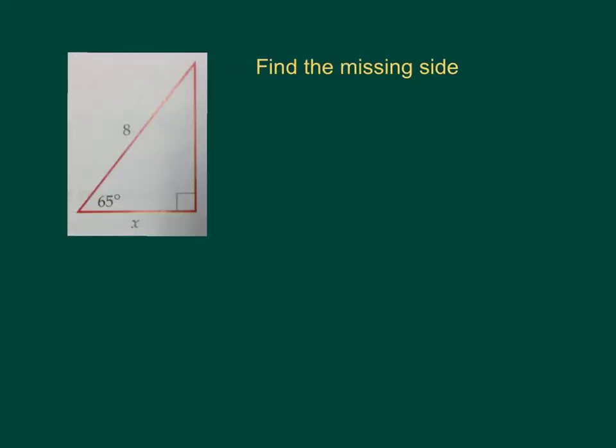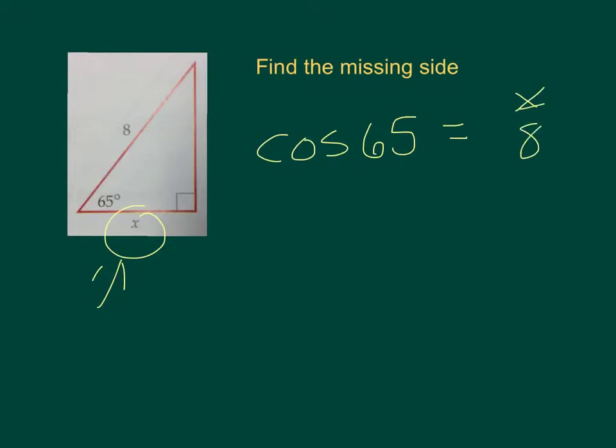In this problem, they want us to find x. And no, I don't mean the cute "I found it, there's x." I want the actual value. Since it's adjacent to an angle that I know, the cosine is adjacent over hypotenuse. So I can say the cosine of 65 degrees is equal to x over 8. 8 times the cosine of 65 will give me my answer.